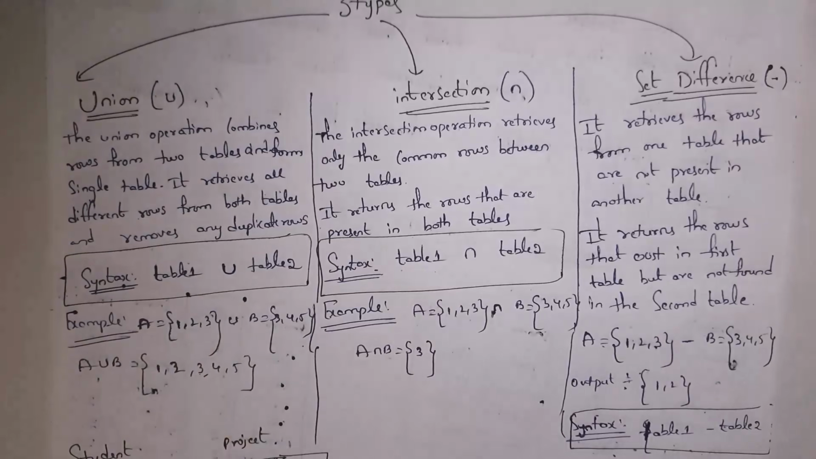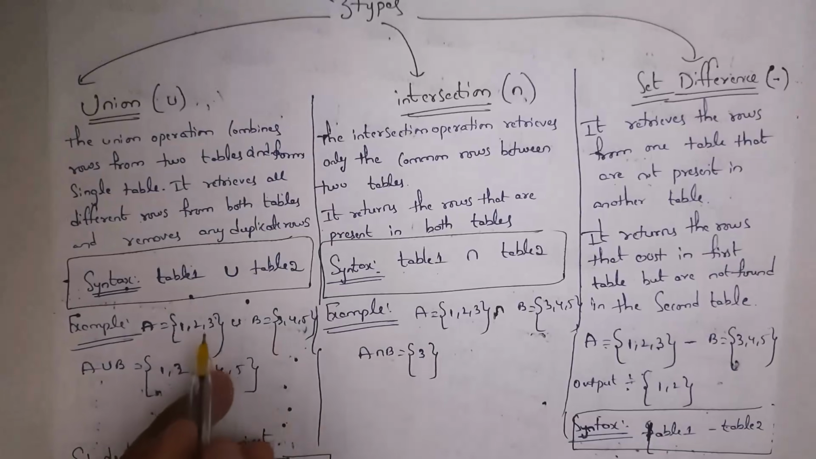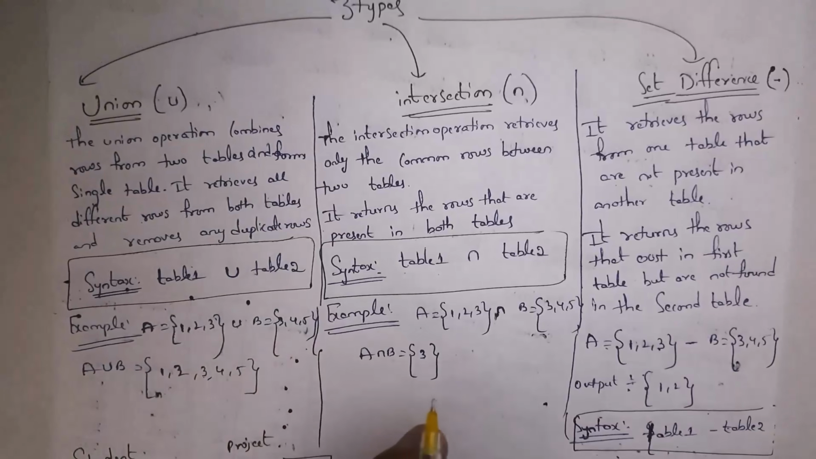So it will repeat 3 only once, and 4, 5. This is my output. Whenever I write A union B, I will get output 1, 2, 3, 4, 5. 3 is common: in set A there is 3 and in set B there is 3. So 3 will be repeated only once. It will select 3 only once, and 4, 5.